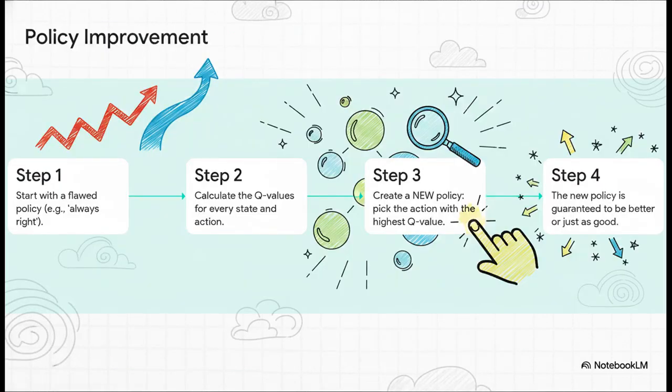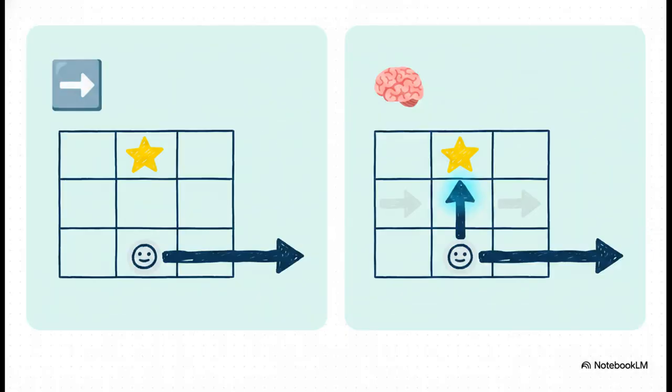And here's where the magic happens. This is the big reveal. Once we've calculated all those Q values for our bad policy, we can create a brand new one. And the rule is incredibly simple. From any state, just pick the action that has the highest Q value. And here's the kicker. This new policy is guaranteed to be an improvement, or at the very least, no worse than what we started with. It's a free upgrade.